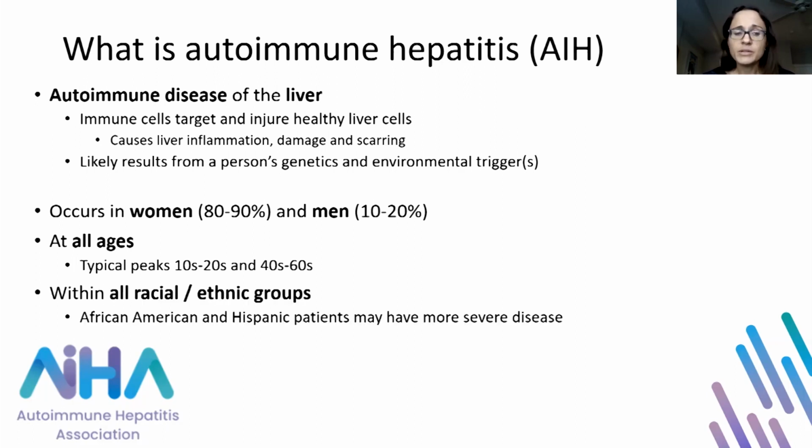We also know that autoimmune hepatitis affects patients of any racial or ethnic background. There may actually be some differences in terms of how patients progress with their autoimmune hepatitis, depending on some of these racial or ethnic factors. But it's been described throughout the world and among all populations.